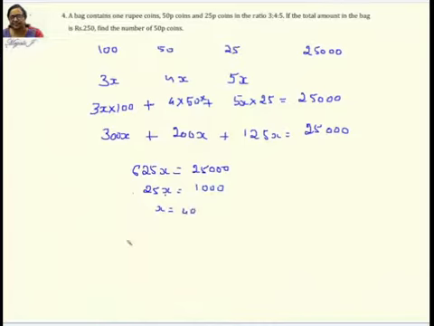Okay. If x is 40, they're asking for 50 paise coins. So 50 paise coins, how many are there? 4x, which is nothing but 4 into 40, 160. If you want to cross check, 160.